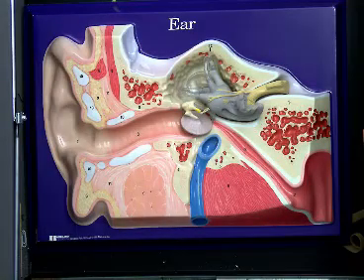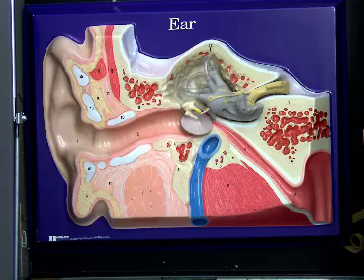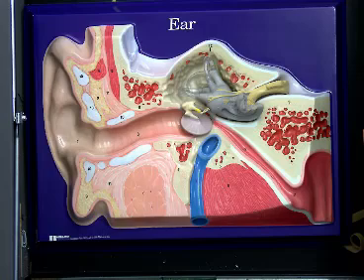Now we'll switch over to here. That black screen coming. There it is. So again, this is the Hubbard model, like the purple plaque for the eye.